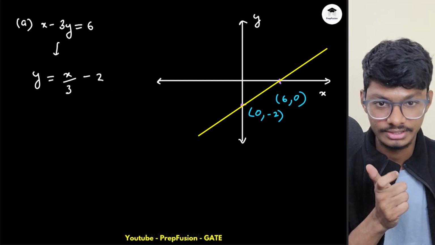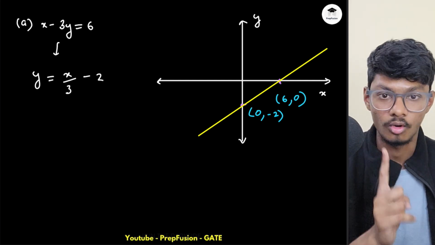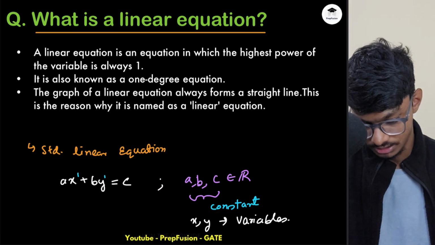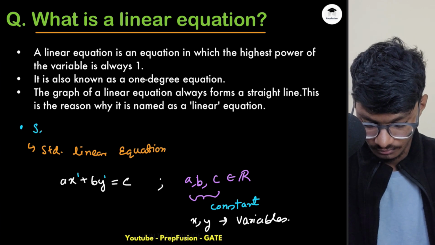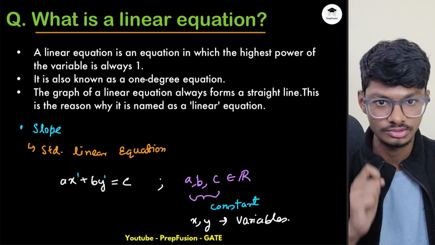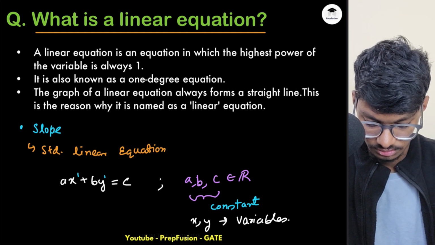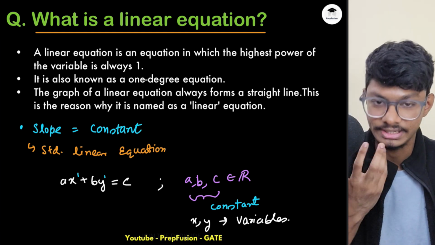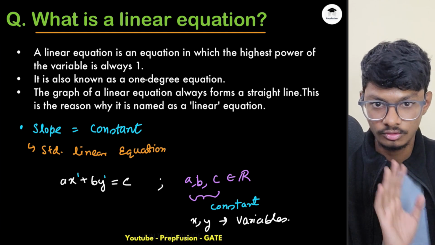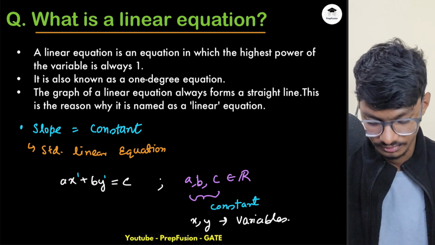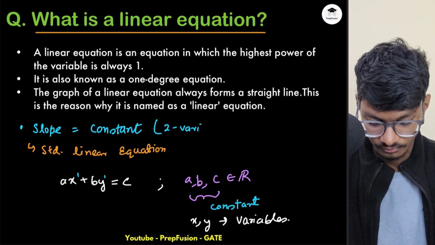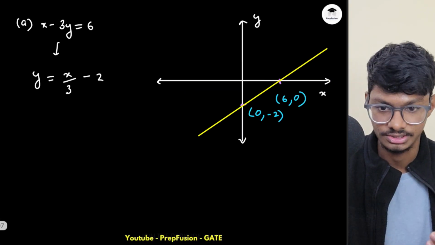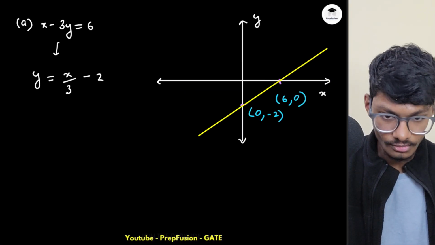Another definition that can be stated for a linear equation is that the slope is always constant. For a straight line, the slope will not vary. So this is also another condition for satisfying a linear equation. This is basically for two variables, x and y. For three variables, things will change. We'll discuss that. So yeah, this is one case.